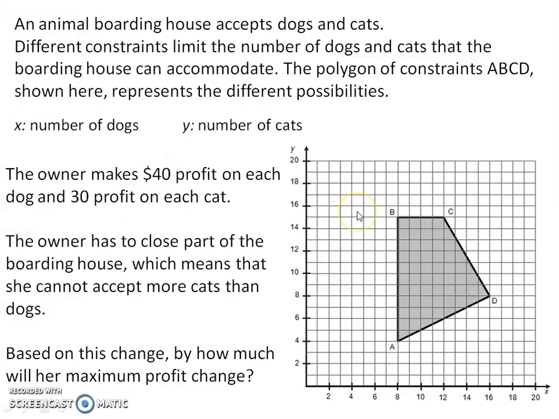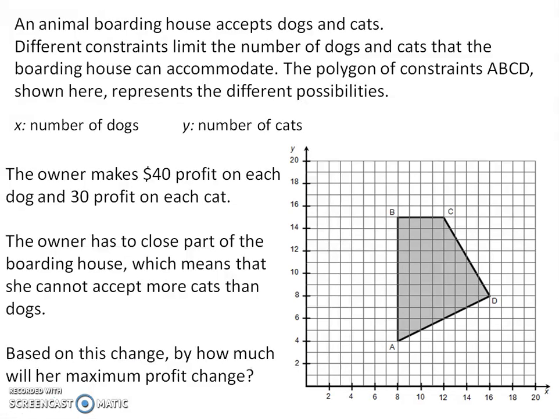There is a graph already provided. And this is the part of the problem that makes this new. It says that the owner has to close part of the boarding house, which means that she cannot accept more cats than dogs. Based on this change, by how much will her maximum profit change?